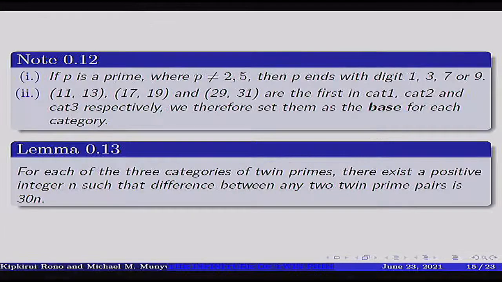For each of the 3 categories of twin primes, there exists a positive integer n such that the difference between any 2 twin prime pairs is n. For each of the 3 categories, the difference between any 2 pairs is given by that n. Let's prove this lemma.